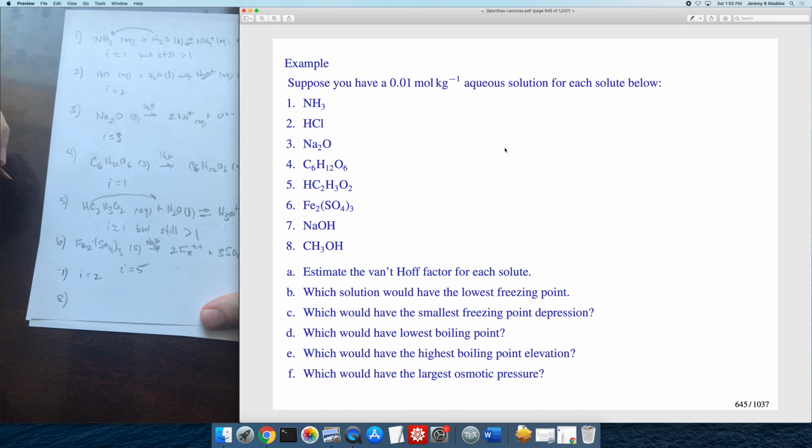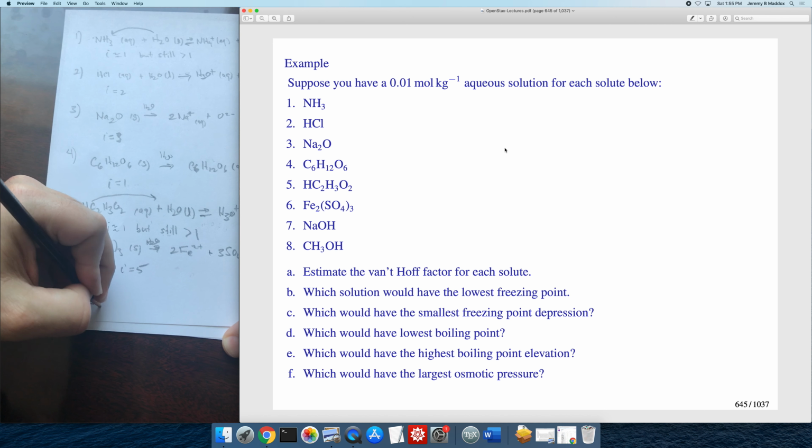8, that's methanol that we've been working with. Methanol is a molecular compound, it does not ionize in water. It's like sugar. I mean, it's an alcohol, but it's like sugar in the sense that it doesn't dissociate to form ions. It's not a hydroxide. So here the van 't Hoff factor is 1.